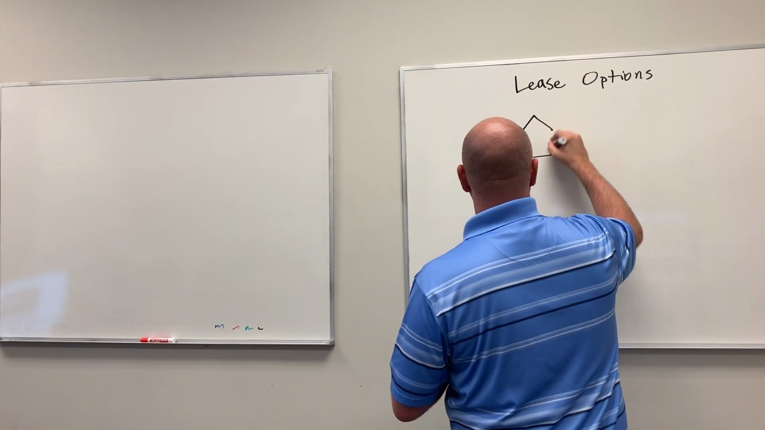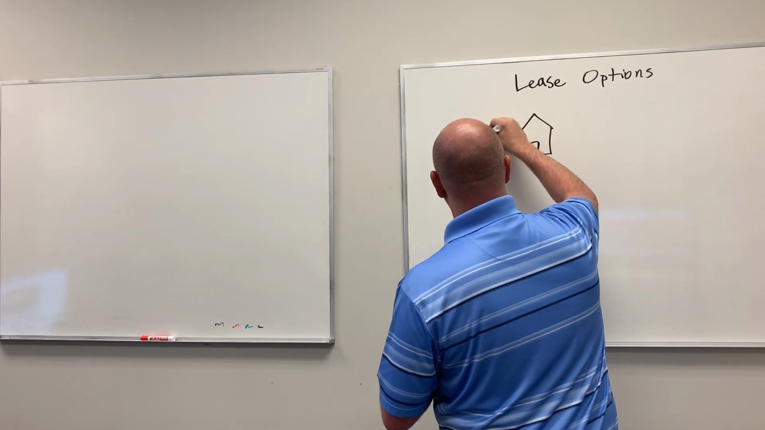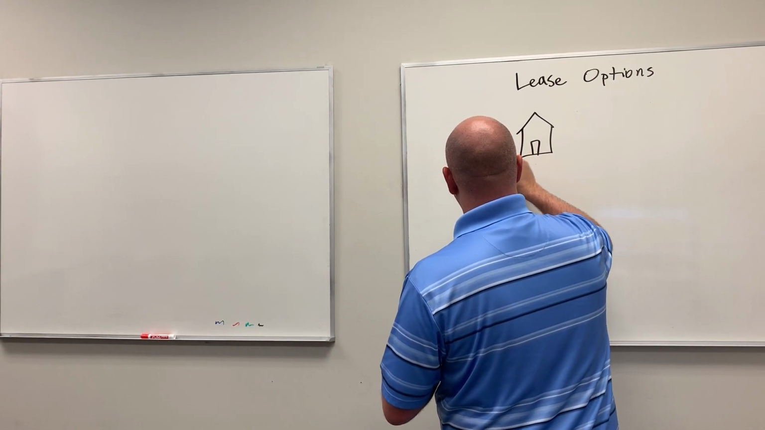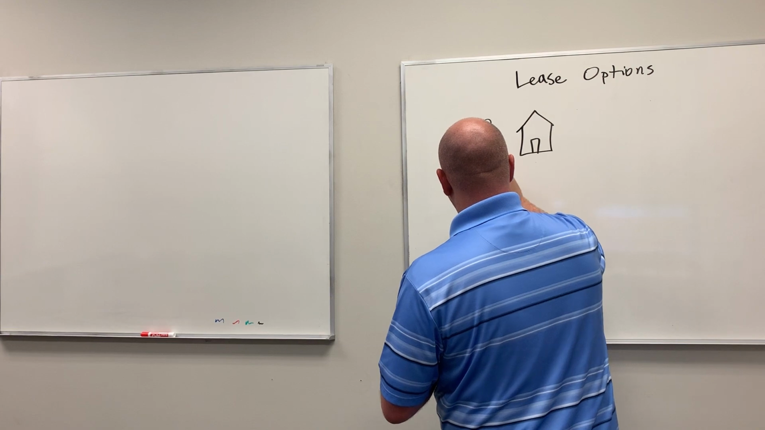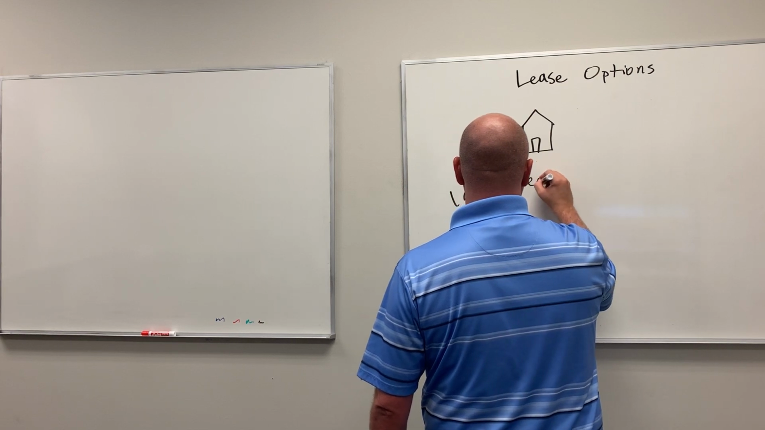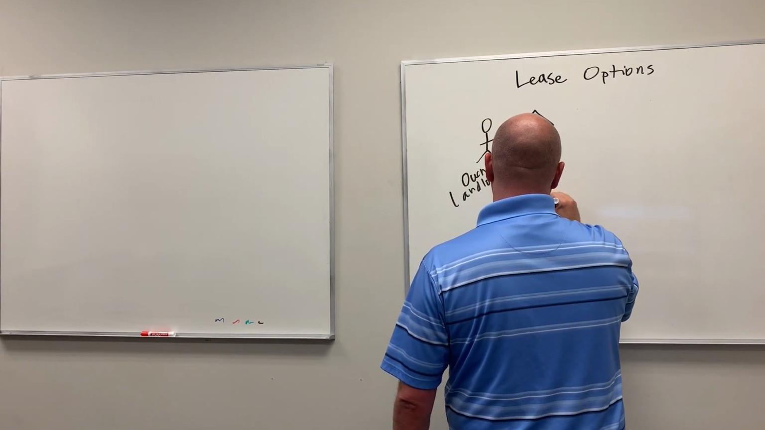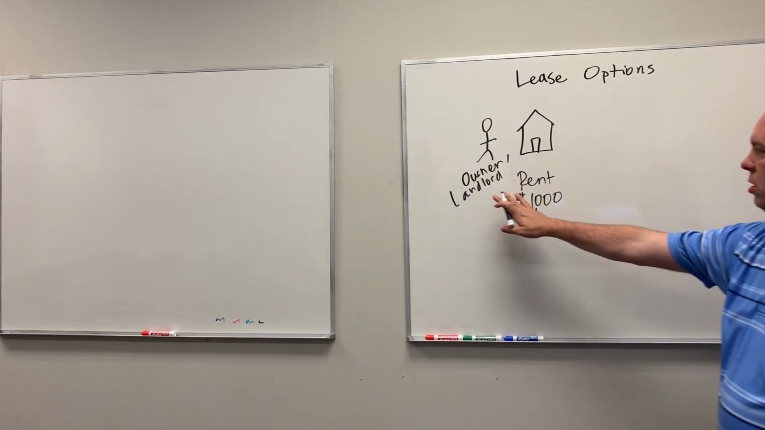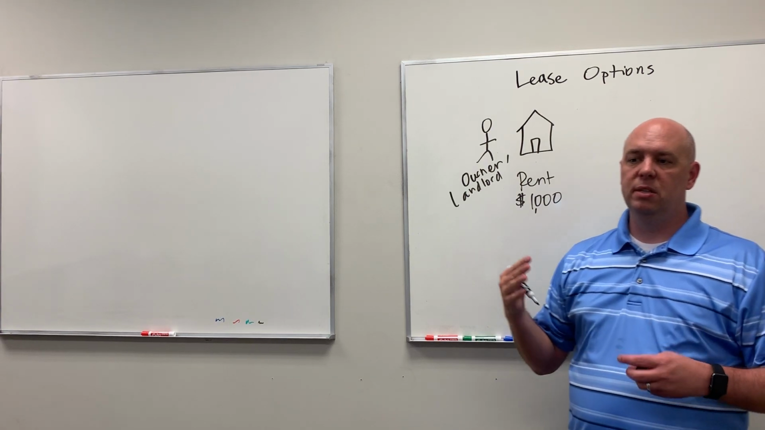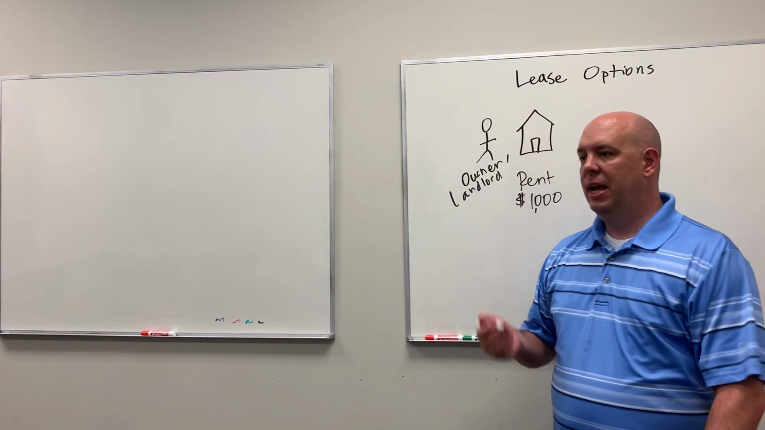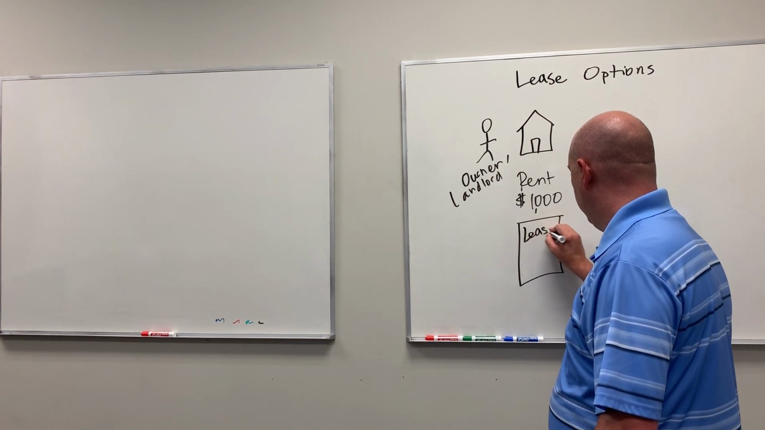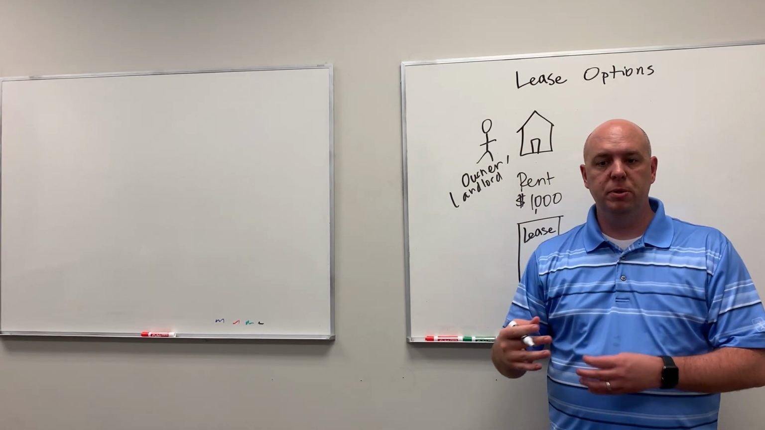Let's say there's a house, and Joe, the owner slash landlord, has this house and he wants to rent it for, let's say, $1,000. So the owner wants to rent his house out for $1,000. Most everyone has rented something, an apartment or a house. And in order to rent something, you use what's called a lease. A lease just talks about the terms of the rental.